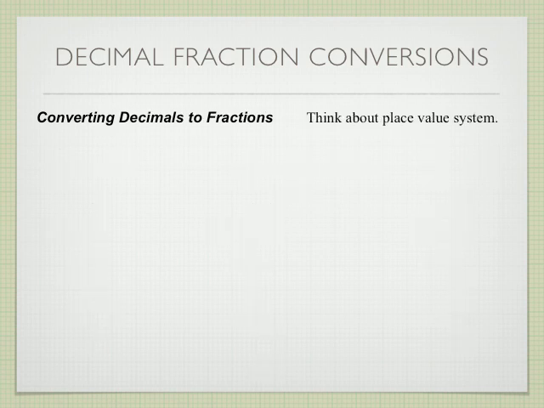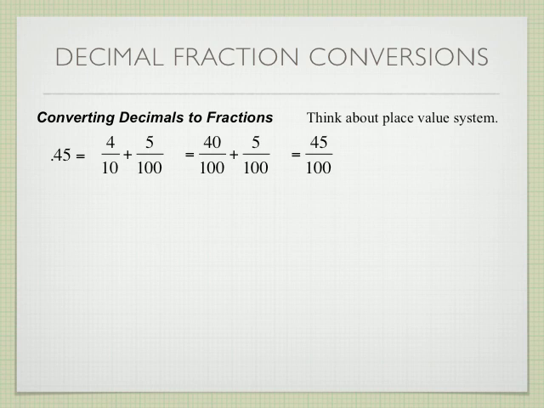Okay, all we have to do is think about the place value system. So 0.45, that's 4/10 plus 5/100, or 40/100 plus 5/100, or 45/100. Now, you don't need to put those middle steps in. You can just look at 0.45, and 0.45 has 2 decimal places. So we're just going to take 45 over 1 with 2 zeros. However many decimal places there are is how many zeros we need to have on the bottom.